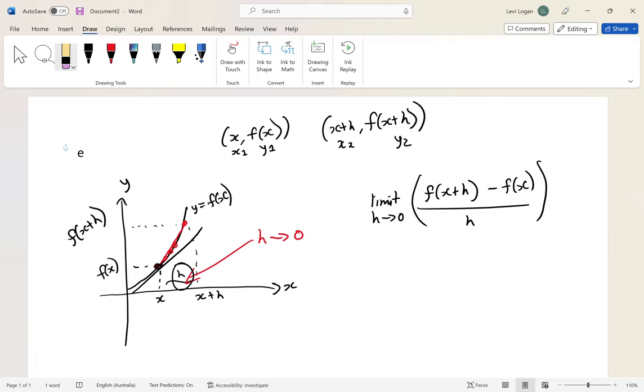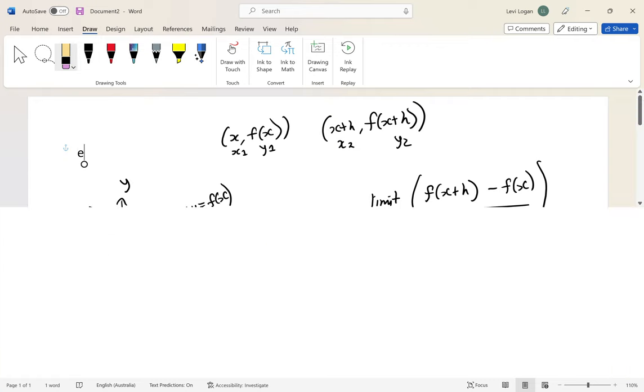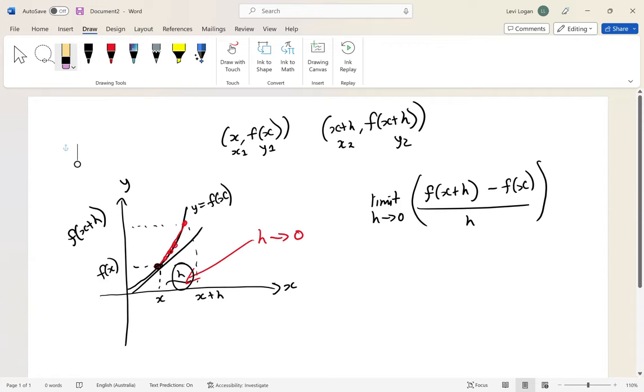So we want our h to be 0, so these 2 points are on top of each other, so it's an instantaneous gradient. Why do we have an e there? I'm going to get rid of that real quick. Sorry. Alright, so if you want to copy that diagram down, I'm just going to rub it out now. So this is where we got our first principles from.